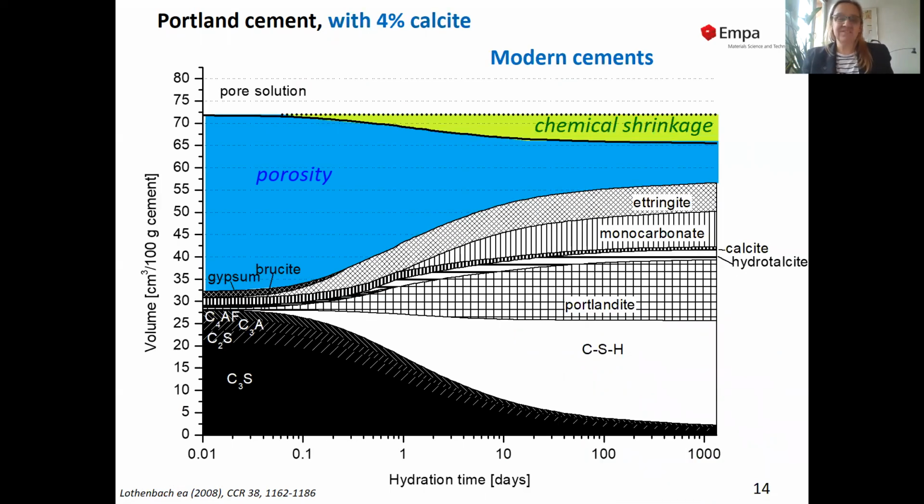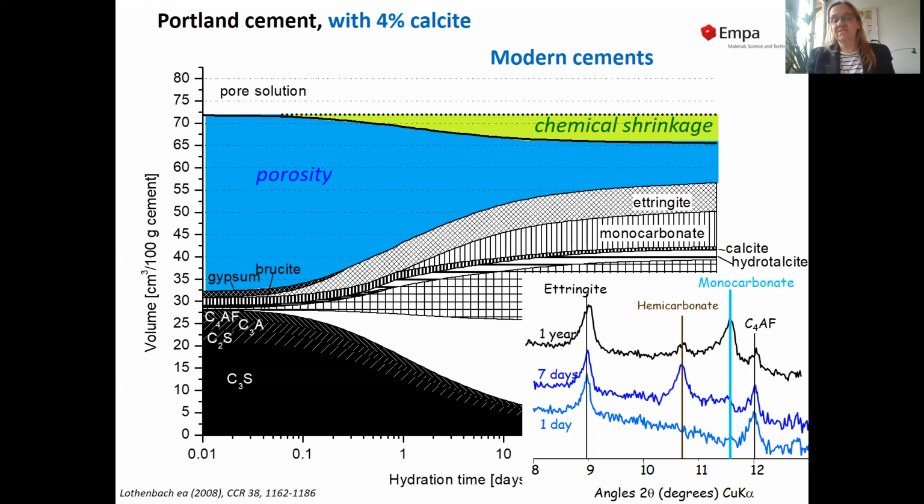However, modern cements tend to contain a few percent of limestone, and I give you here the calculation for Portland cement with 4% of limestone. And in general, the picture is similar. We predict the formation of CSH and portlandite. We predict still the formation of ettringite, but ettringite remains stable as we now have the possibility to form monocarbonate instead of monosulfate, and this indirectly also stabilizes the ettringite and leads to a higher total volume.